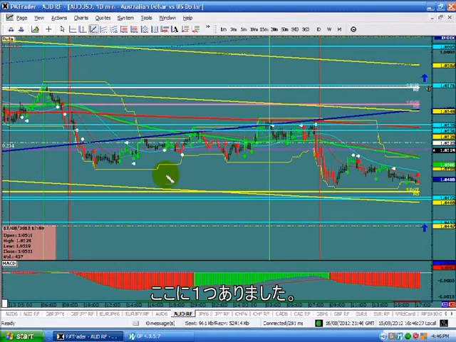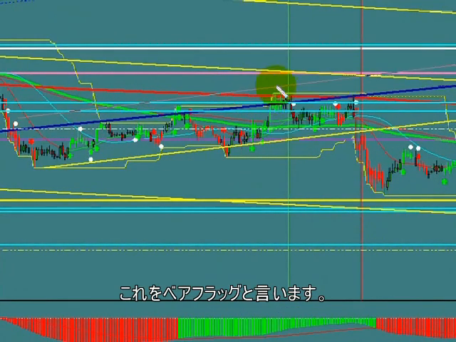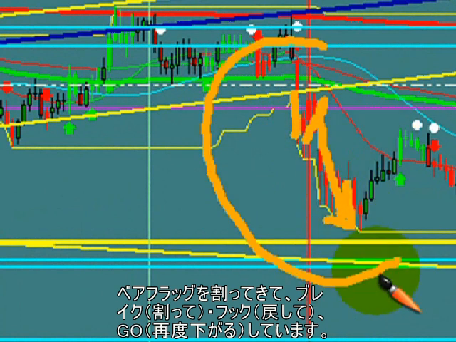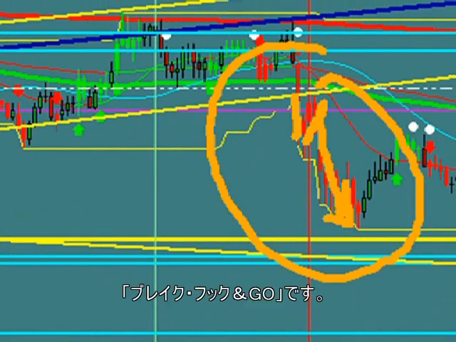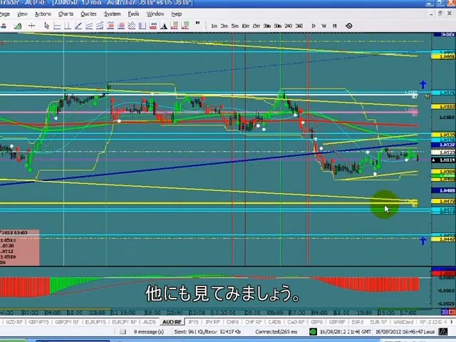So here is a bear flag. That's called a bear flag right here. Right there, it goes like this. So when we break the bear flag, we need to break, then we need to hook, and then we need to go. Well, there it is right there. Break, hook, and go. Let's see if we can find any more as we go along here.